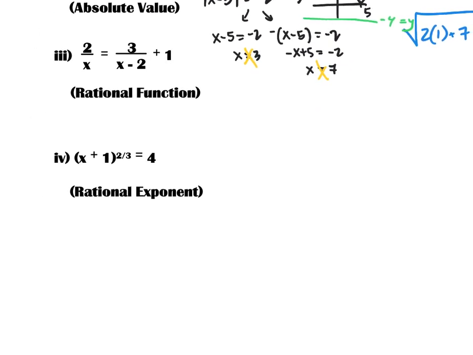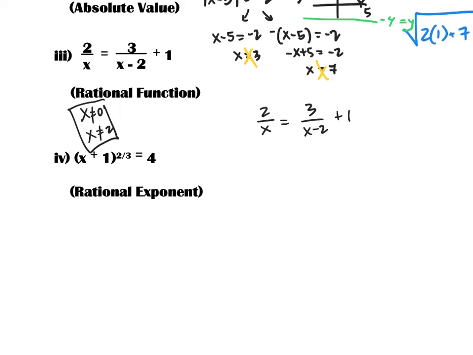Okay, let's look at a rational function. Okay, so we have to be aware initially that we don't get x equals 0, because that would cause an issue here. That'd be outside the domain. And we don't get x equals 2. So if we get a value equal to either of those two, we know it will be an extraneous solution. But let's work through the rest of it. So 2 over x equals 3 over x minus 2 plus 1.